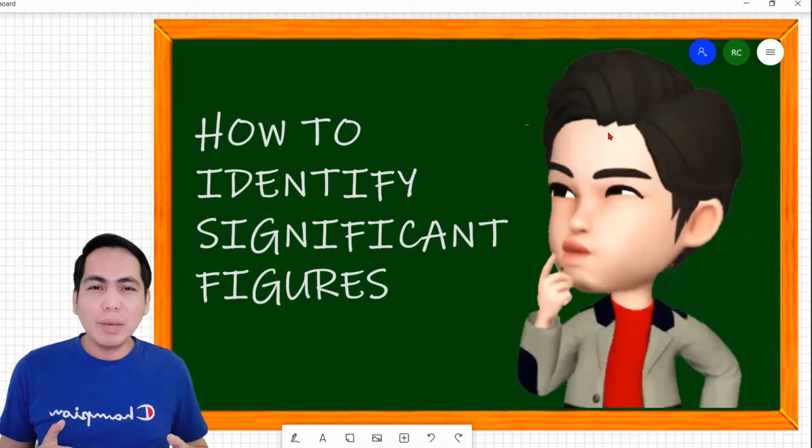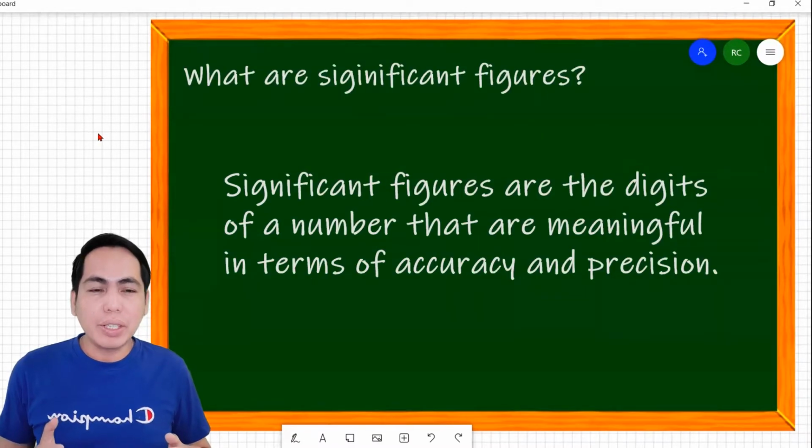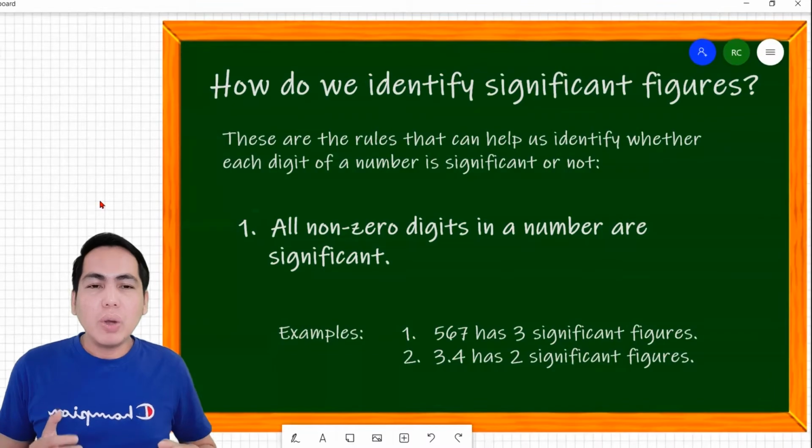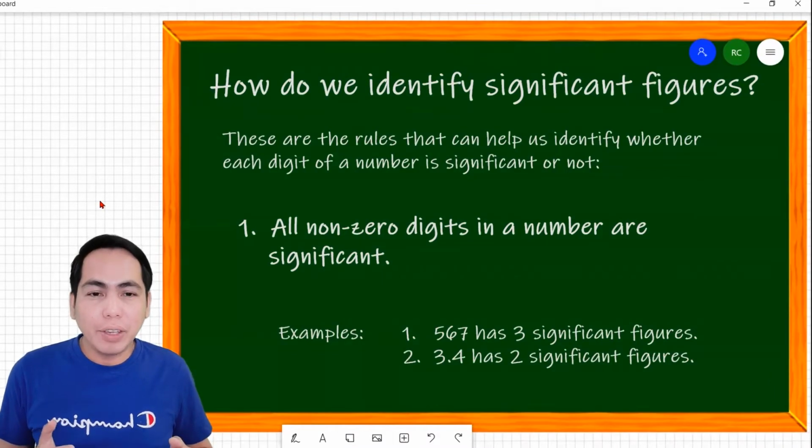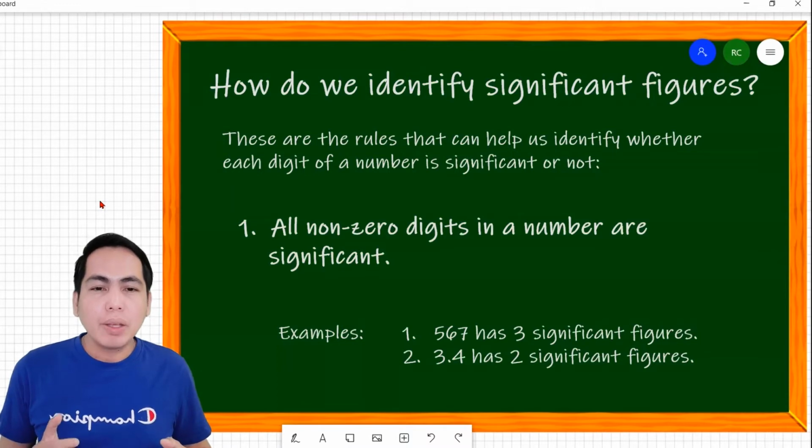In this video, I'm going to present to you how to identify significant figures. What are significant figures? Significant figures are the digits of a number that are meaningful in terms of accuracy and precision. So how do we identify significant figures? The following rules can help us identify whether each digit of a given number is significant or not. Number 1, all non-zero digits in a number are significant.